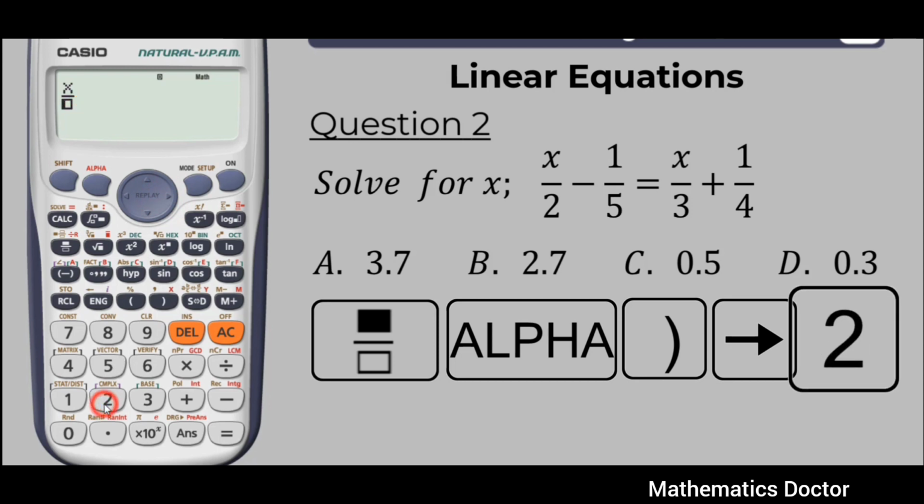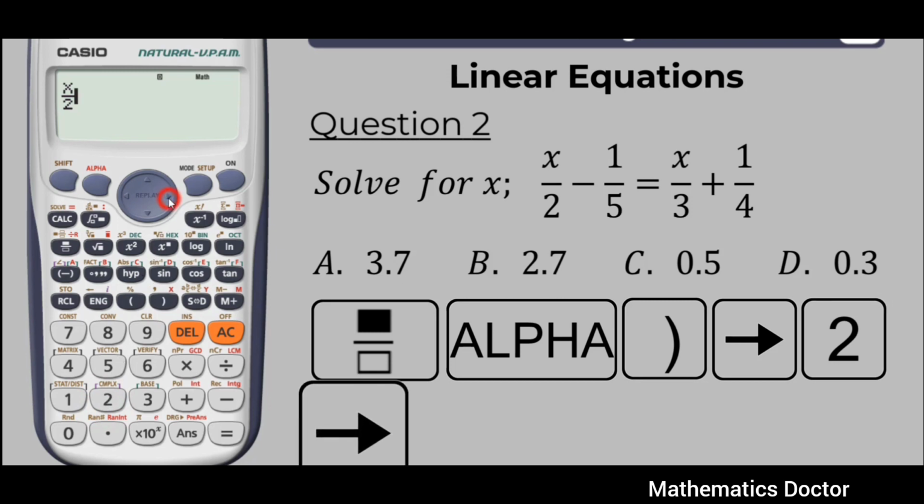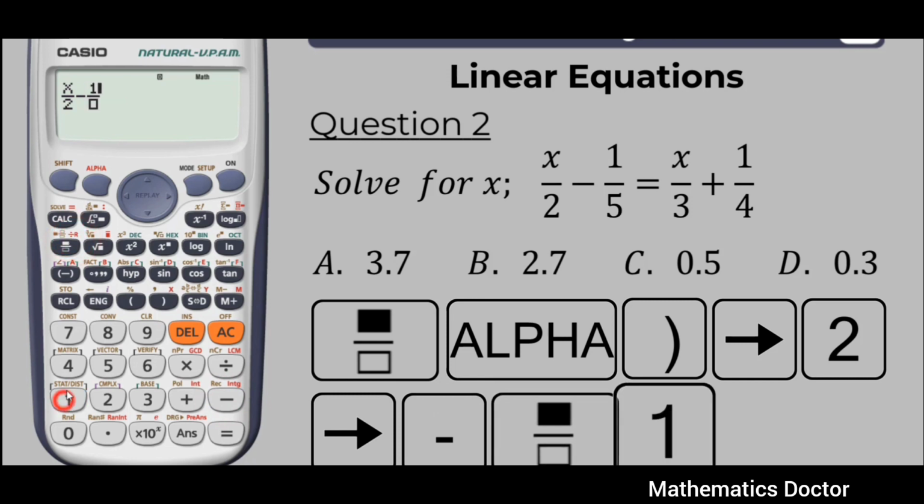So press 2. Now bring the indicator to the side of the fraction by pressing the arrow key to the right hand side. So we press the arrow key. The next symbol or the next operational sign is minus. So press minus. We have another fraction, 1 over 5. So press the fraction key, press 1 at the numerator, shift the arrow key to the right and bring the indicator to the denominator and press 5.